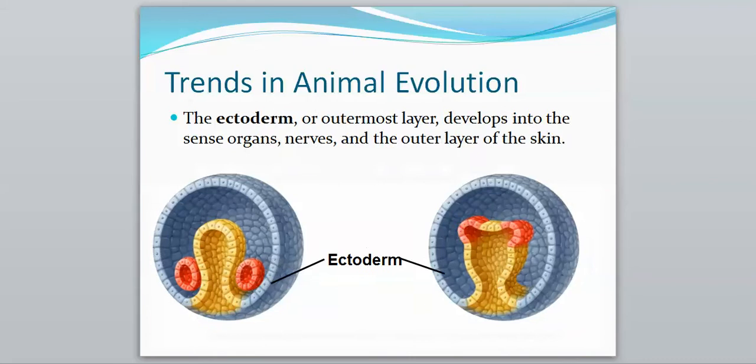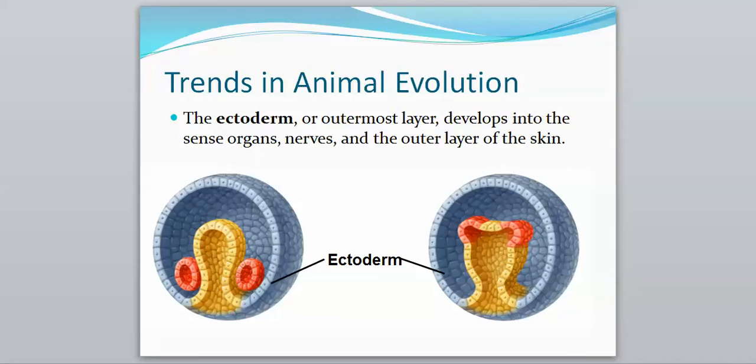Our last layer is the ectoderm, obviously ecto. This is going to be our outermost layer, and this will develop into the sense organs, nerves, and the outer layer of the skin. Again, we can see how closely we are related to other animals by the types and how their different germ layers develop. This is just a way for us to better understand how animals have evolved over time.